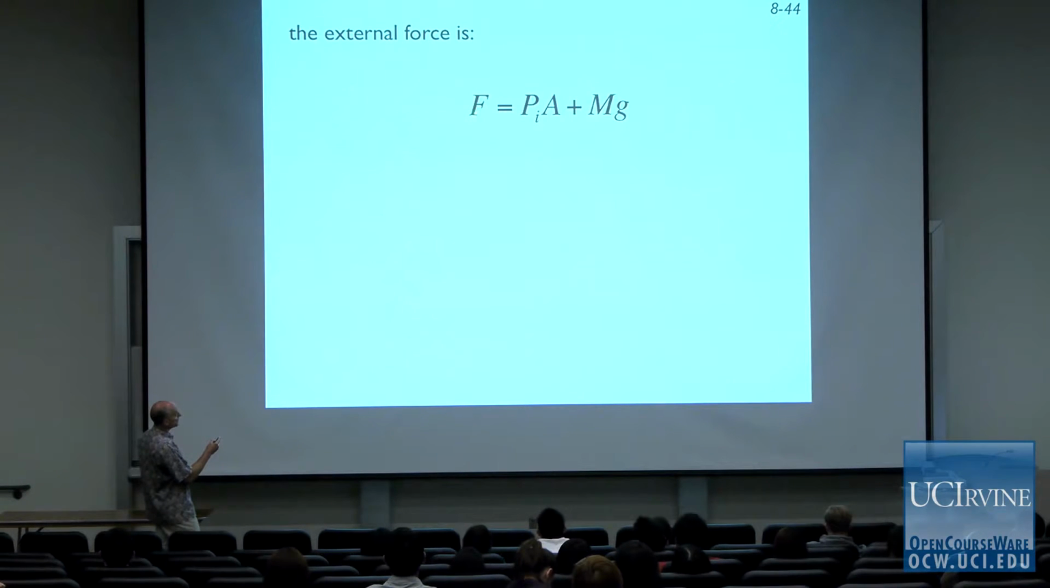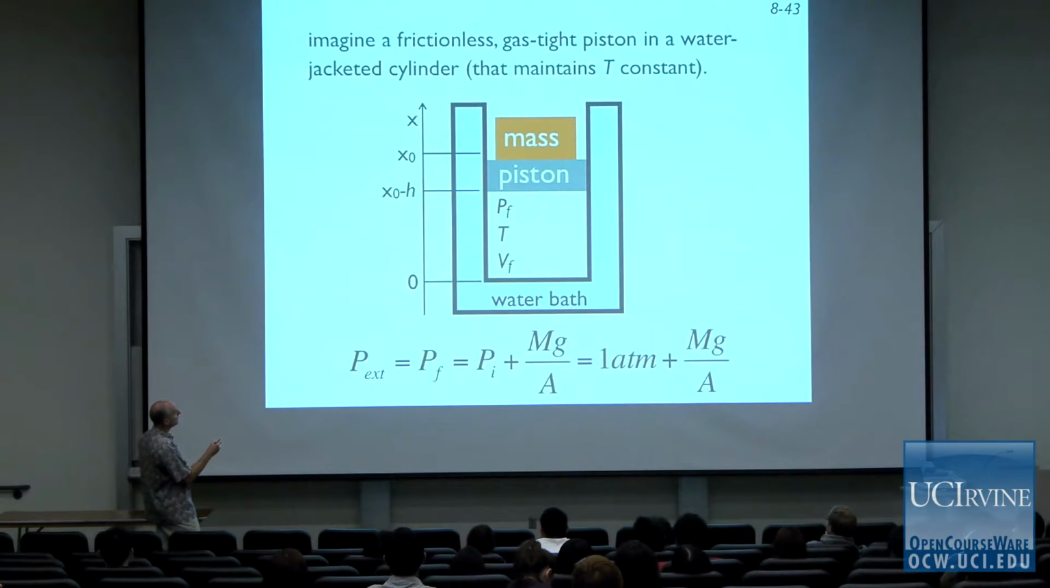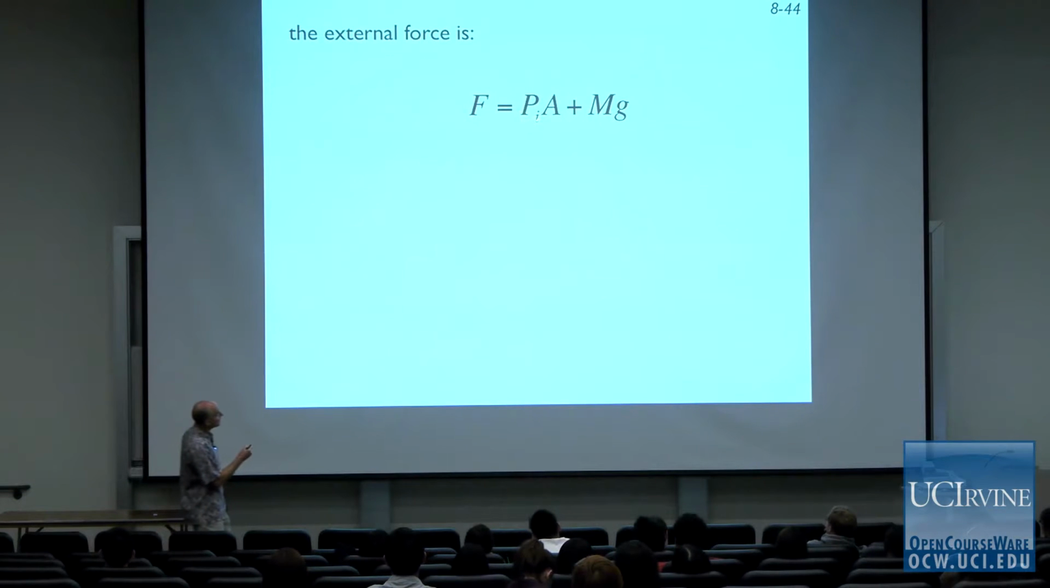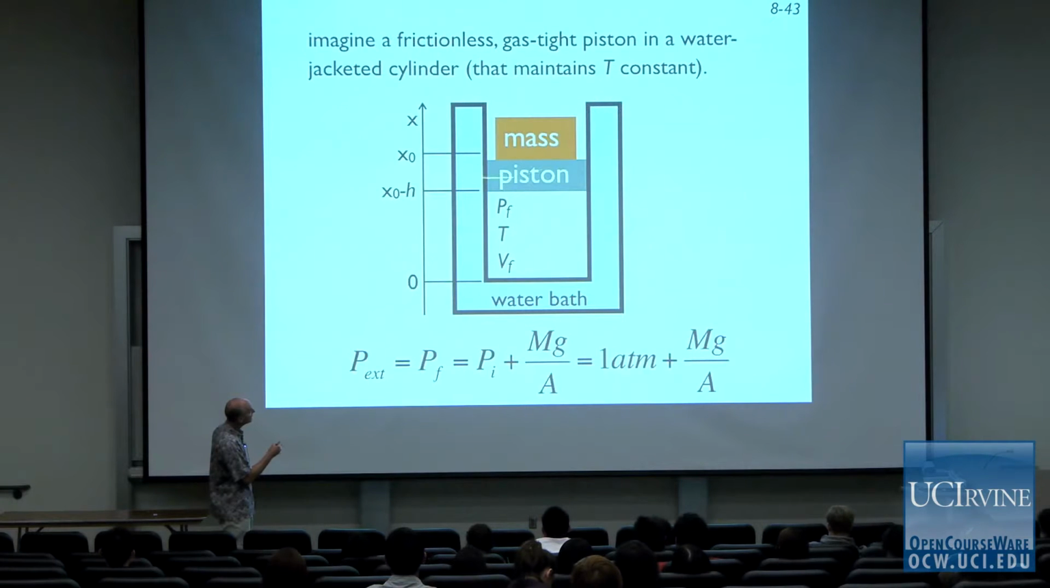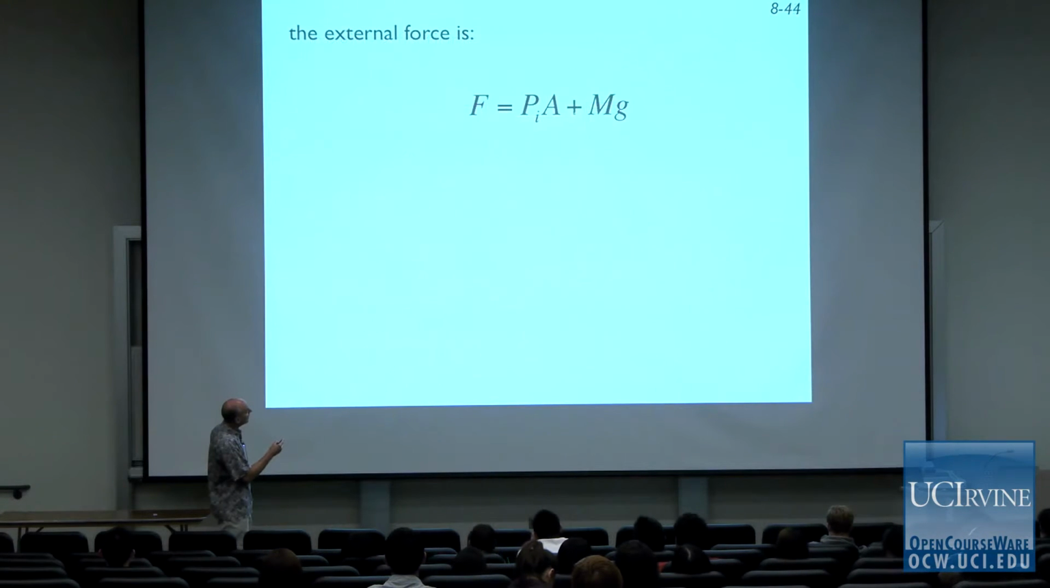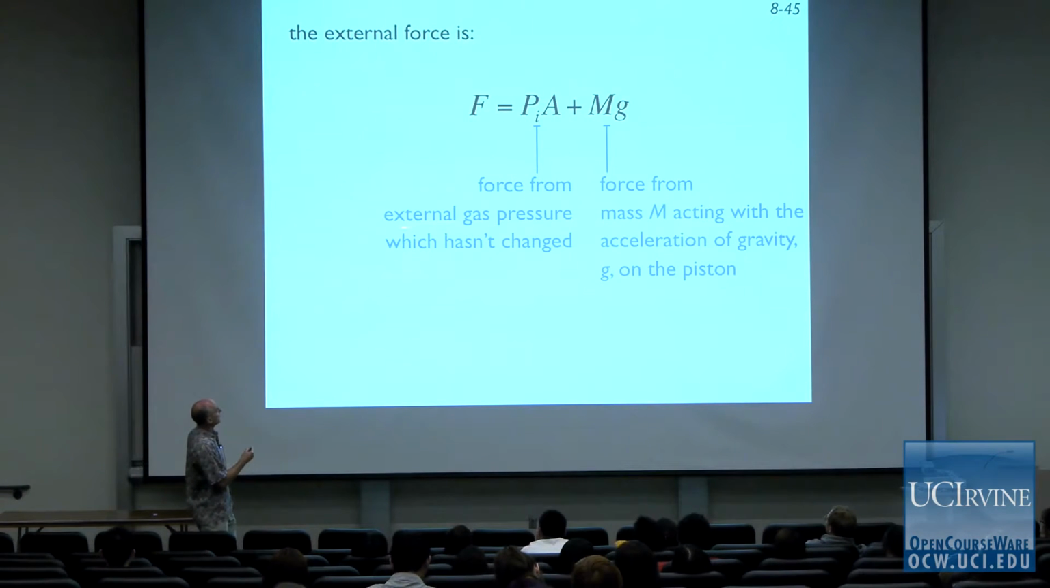The external force is the force from the pressure that's outside of the system, which is the same as the initial pressure, acting on the area of the piston. That's the area of the piston out here. And that's the mass times the gravitational constant, so that's the total force. That's the force from the external gas pressure, which hasn't changed. It's the same as it was initially, and that's the force from the mass acting with the acceleration of gravity on the piston. Boom.